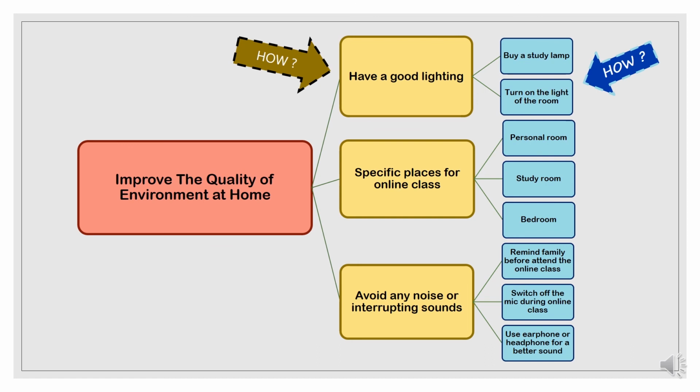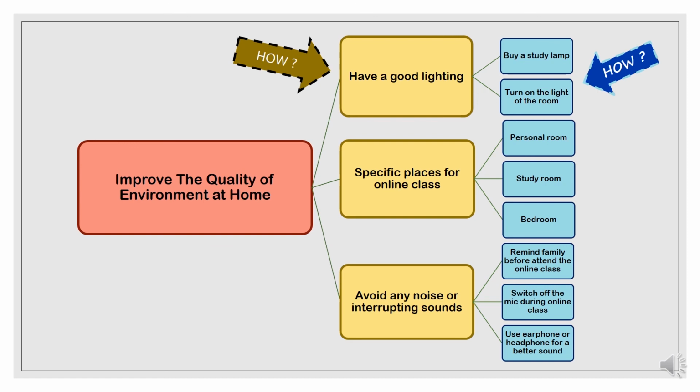In the first scope, or in the first row, which is the yellow one, we have three. First is have a good lighting, second have a specific place for online class, and third avoid any noise or interrupting sounds. For each of the ways we have several explanations, which are more detailed.